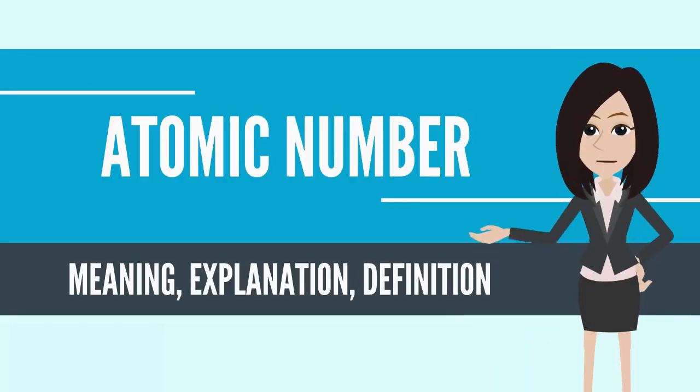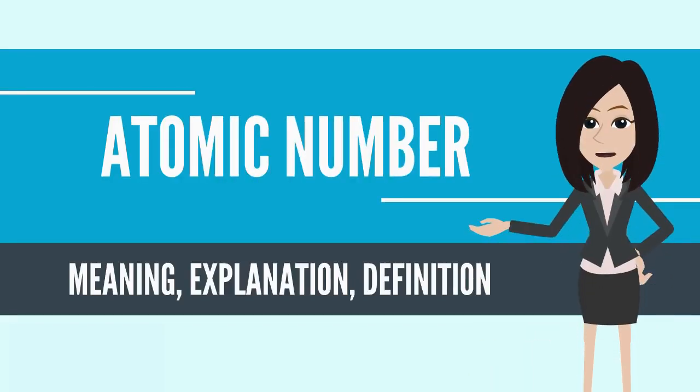Atomic number. The atomic number or proton number, symbol Z, of a chemical element is the number of protons found in the nucleus of an atom. It is identical to the charge number of the nucleus. The atomic number uniquely identifies the chemical element. In an uncharged atom, the atomic number is also equal to the number of electrons.